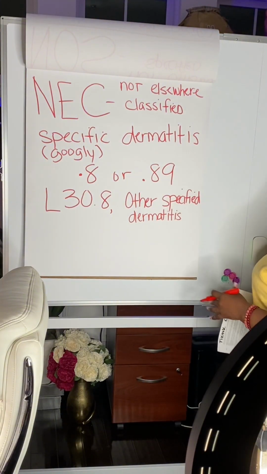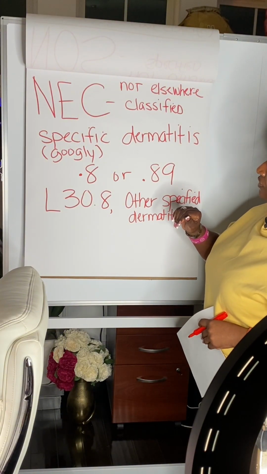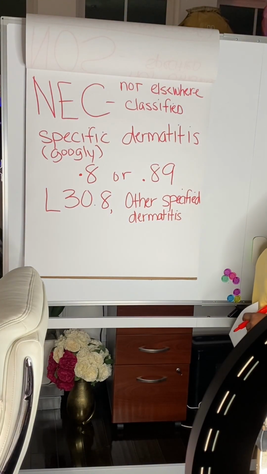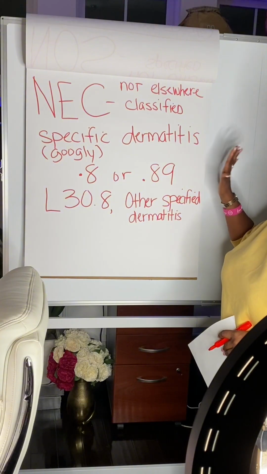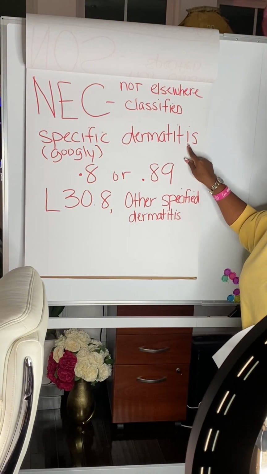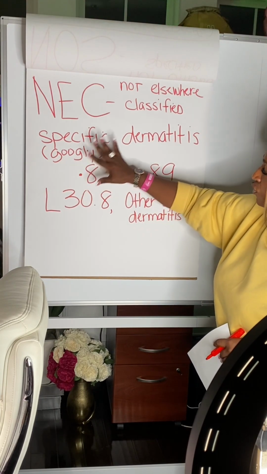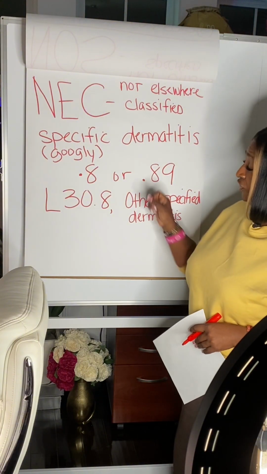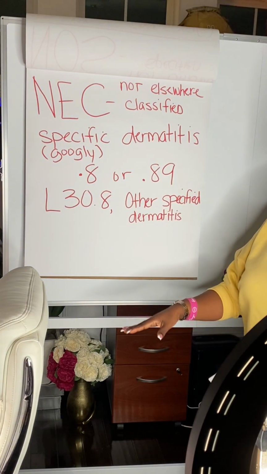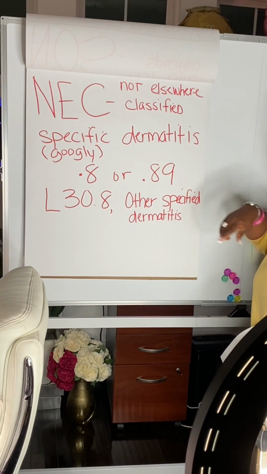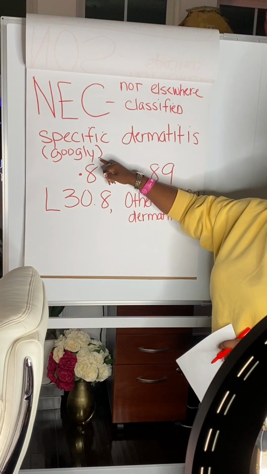So let's walk it down again. So the convention, NEC, not elsewhere classified. So you're in the chart and the physician has documented googly dermatitis. Remember, we have to code the whole diagnostic statement. Okay? So we go to the index, the beginning of the book, and we look for our main condition or our main term. That is dermatitis. So our subterms, we're looking for googly.